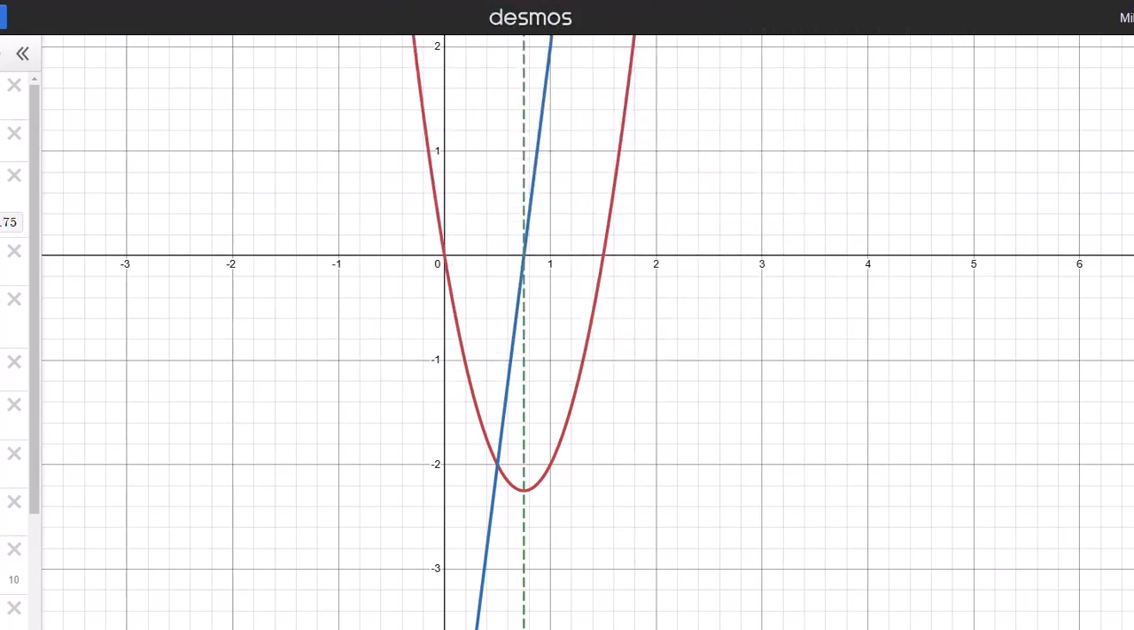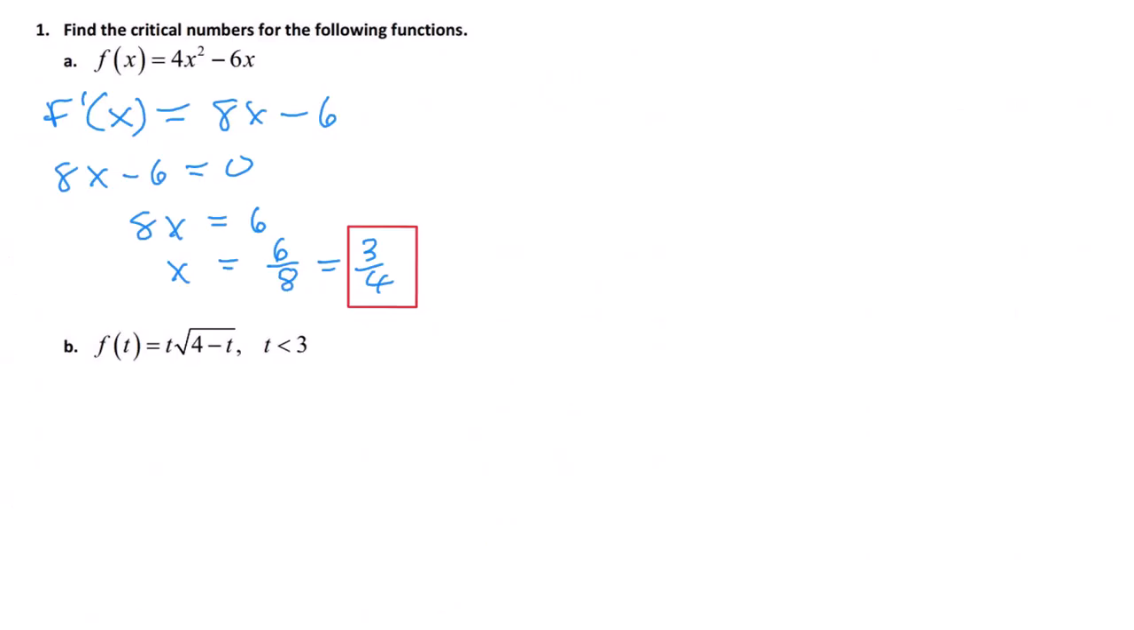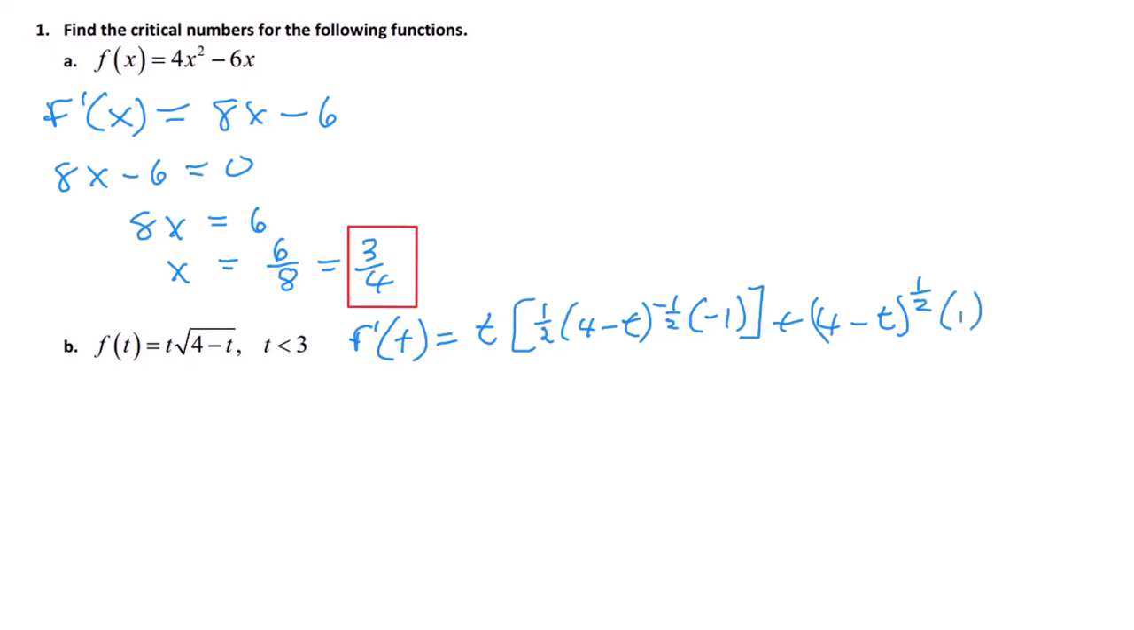All right, let's look at the next one. I want to find the derivative, so it's a product rule. So I multiply t times the derivative of the square root of 4 minus t, and then I multiply the square root of 4 minus t times the derivative of t, which is just 1. I clean that up a little bit.